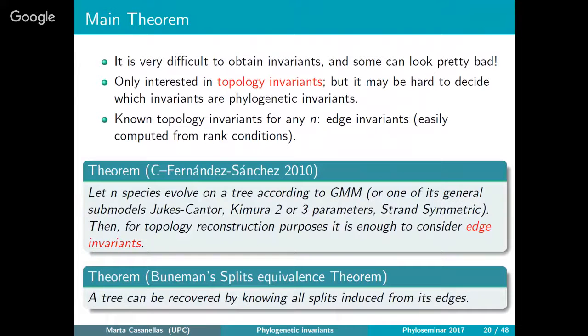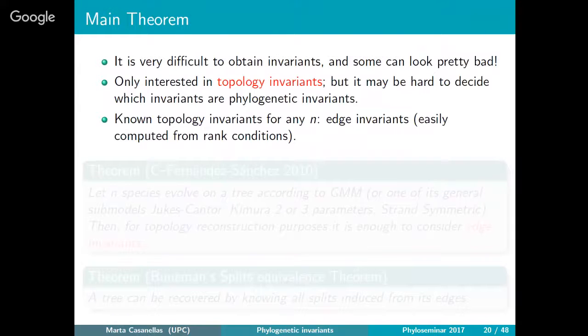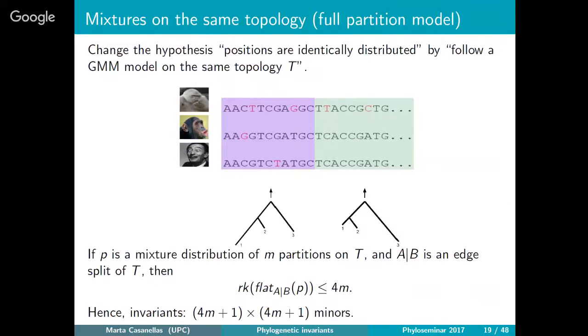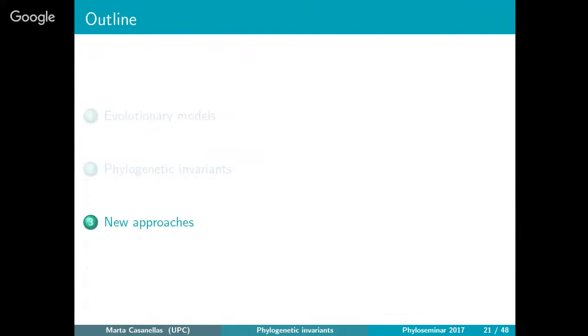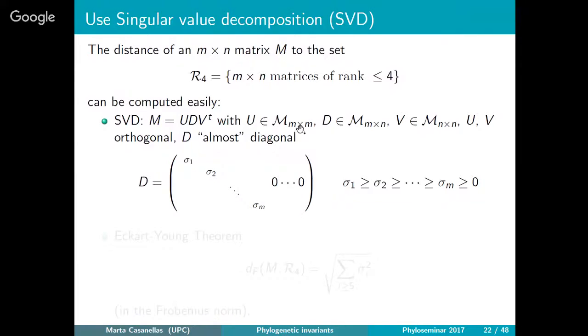So I was talking here about minors of matrices, but actually this is not the best way to use this condition on the rank of the flattening matrices. There is a new approach introduced by Eriksson, which is using the singular value decomposition. What is this? If you are given a matrix like that flattening matrix, and you want to evaluate the distance of a matrix to the set of matrices of rank less than or equal to 4, let's say, you can do the following.